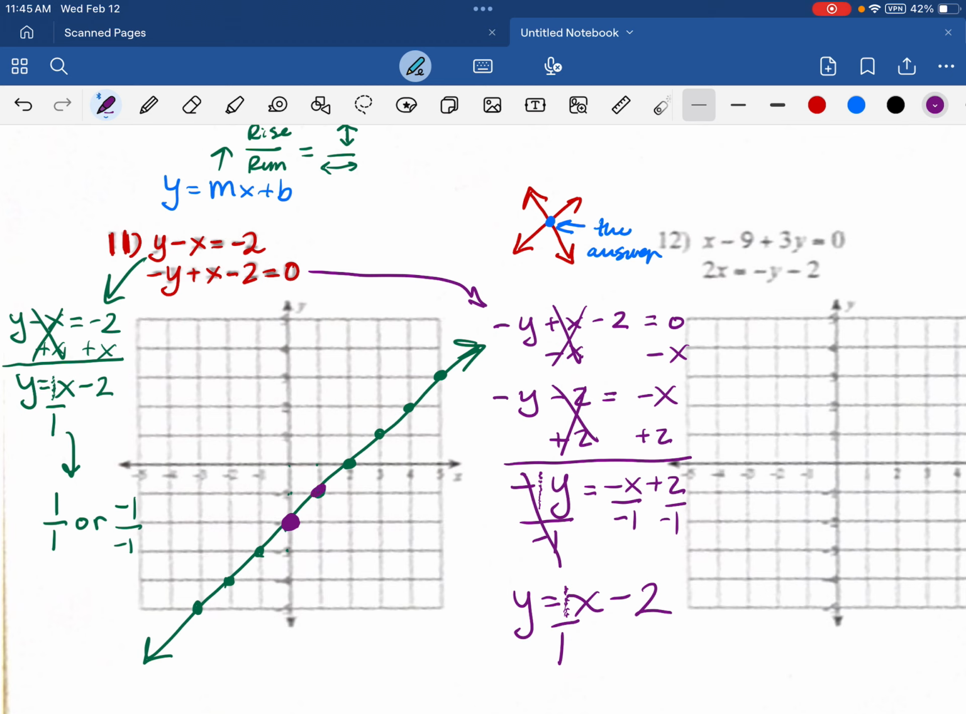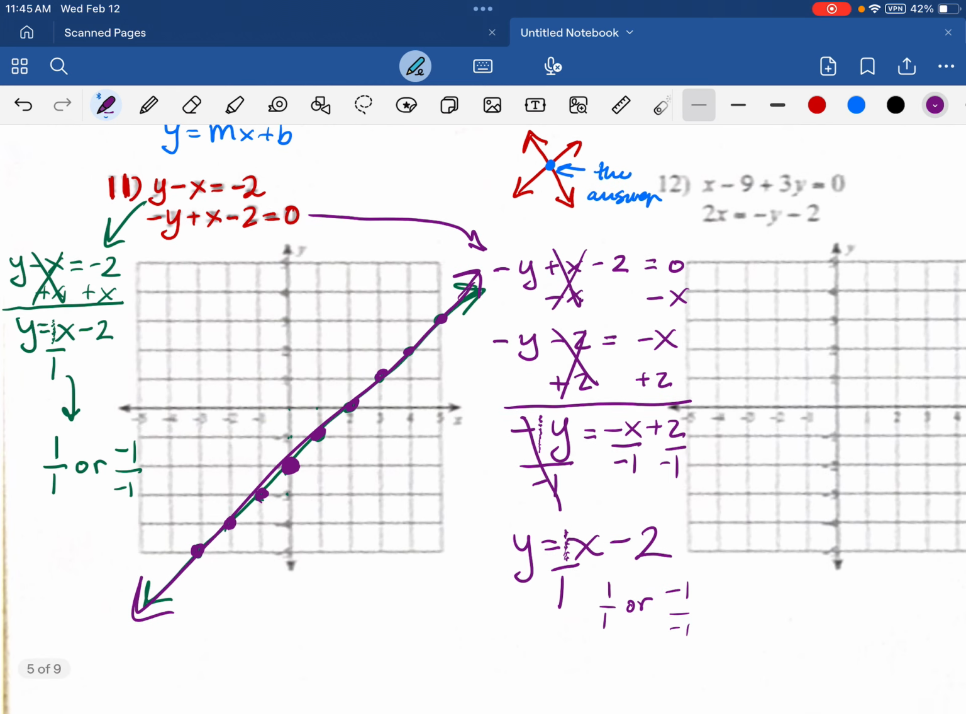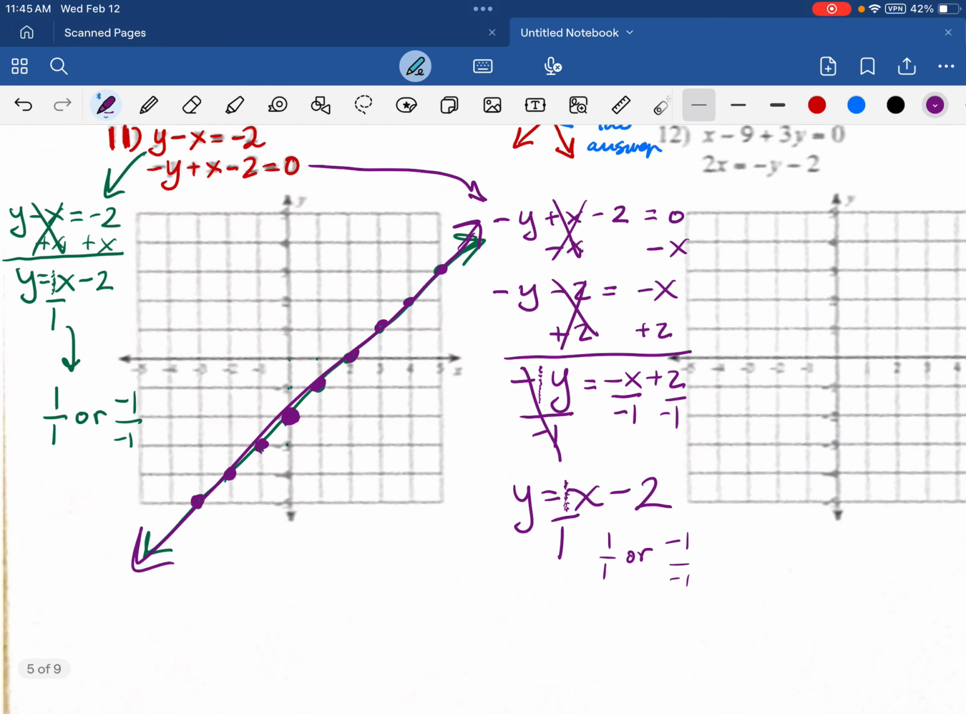So I'll go up 1, right 1, up 1, right 1, and so on. If I'm allowed to go up 1, right 1, I'm also allowed to go down 1, left 1. Down 1, left 1, down 1, left 1. Jeez Louise, we have got the same exact line here.